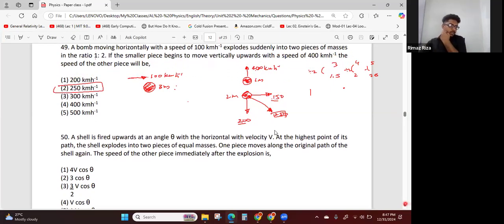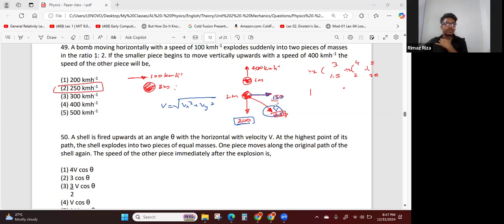Speed means the magnitude of the velocity, no? You can see after the explosion, this one has a velocity downward of 200, right? This is the vertical component. The horizontal component is 150. Then the resultant velocity, how do you find it? Velocity is defined as the square root of Vx squared plus Vy squared. So this is V. Its magnitude is the speed.